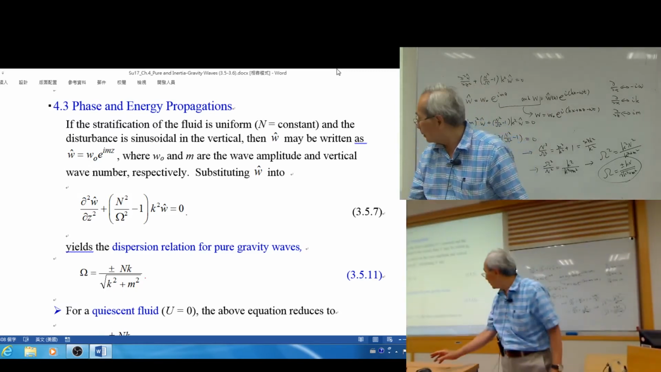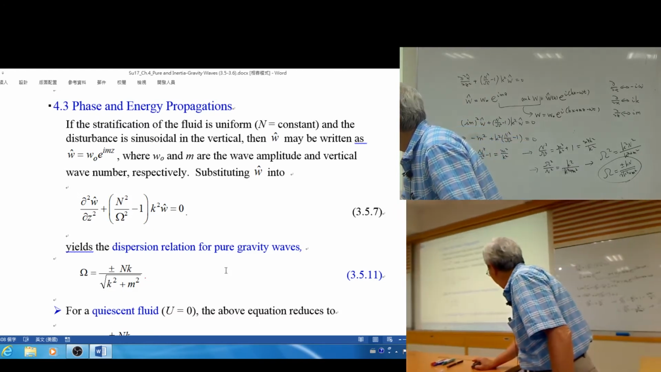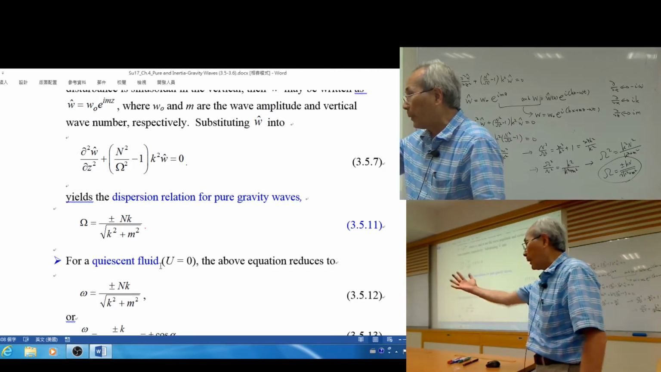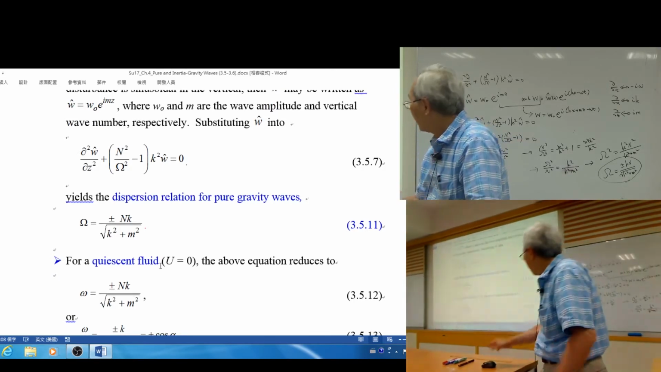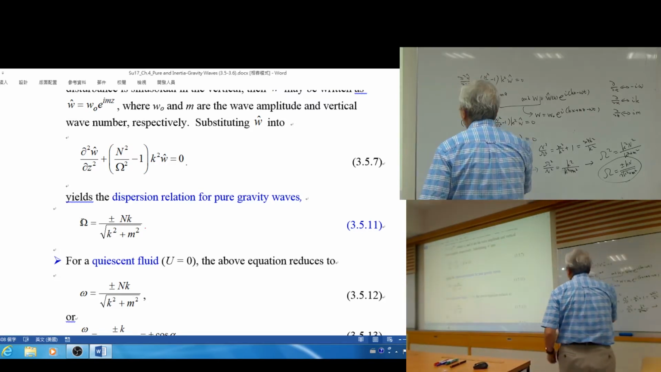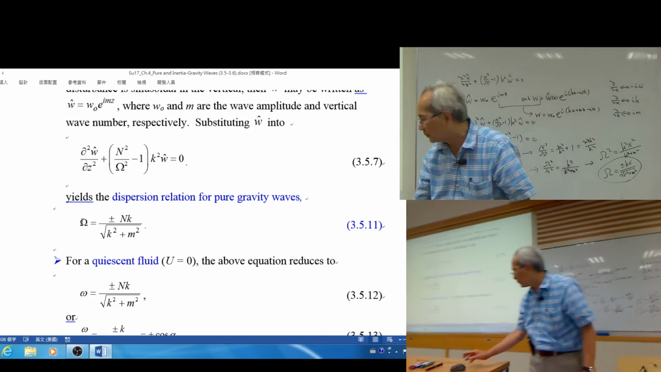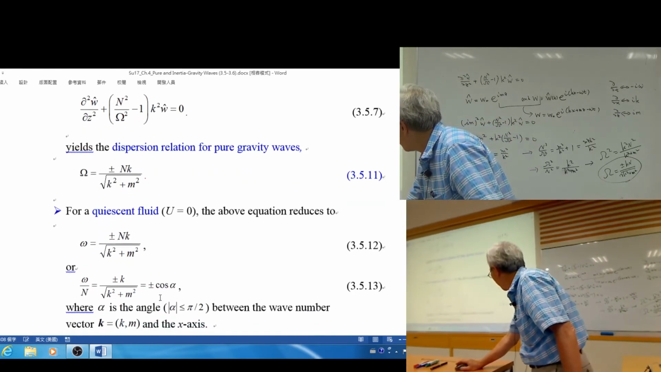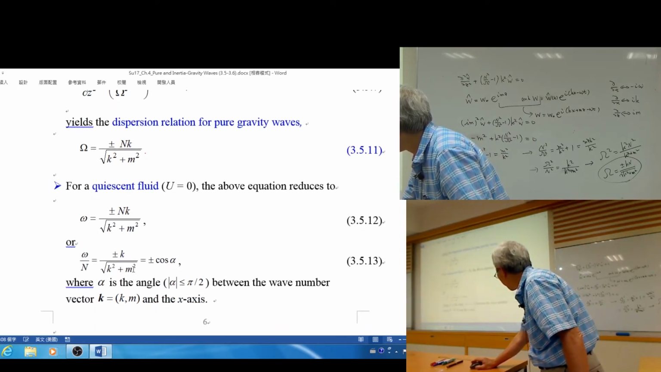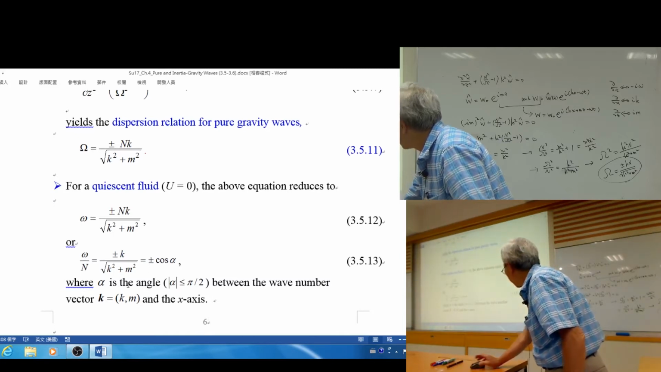Okay, next thing is, for a quiescent fluid, that means there's no basic flow, then capital U equals 0, then this becomes omega, right? So small omega. So now this is small omega divided by N will be equal to positive omega k divided by square root k square plus m square. And okay.